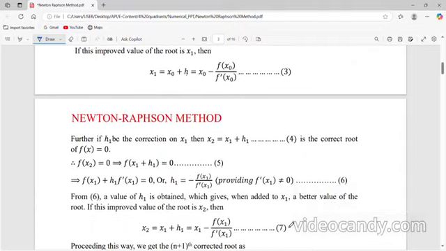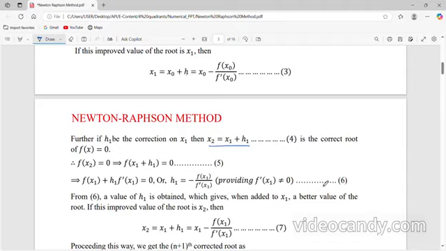Further, let h1 be the correction on x1. Then x2 = x1 + h1, equation 4, is the correct root of f(x) = 0. That implies f(x2) = 0, that is f(x1 + h1) = 0. Again we apply the Taylor series expansion, neglecting the higher order powers of h1. So f(x1) + h1 f'(x1) = 0, h1 = -f(x1)/f'(x1), again providing f'(x1) is not equal to 0.